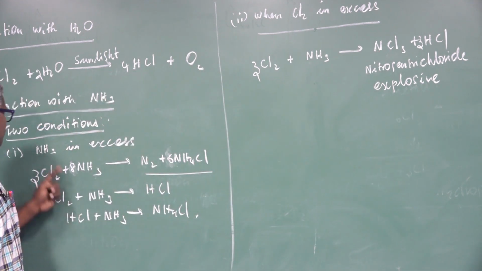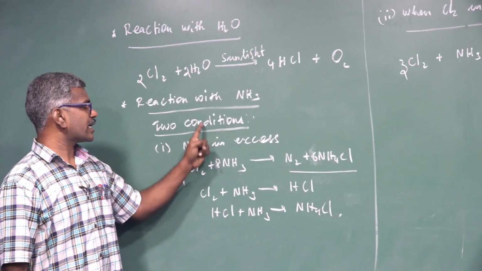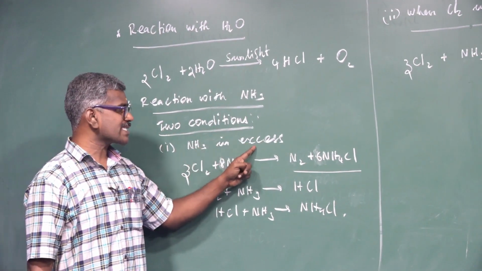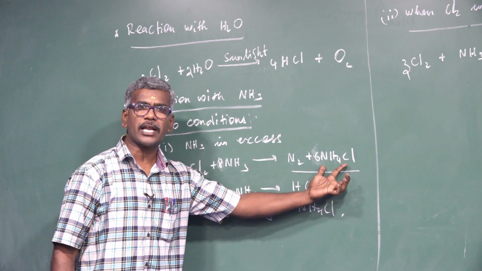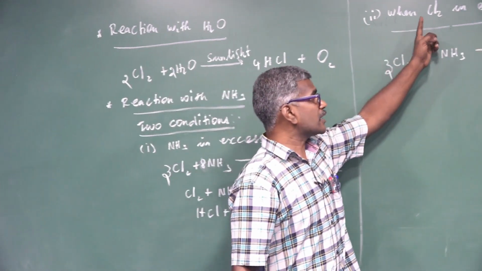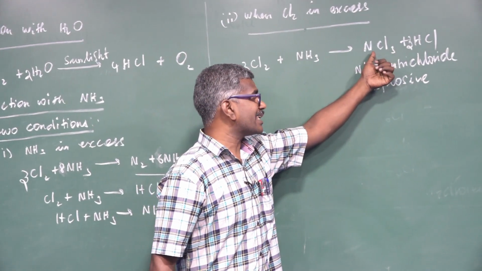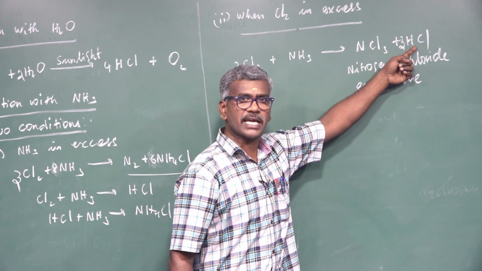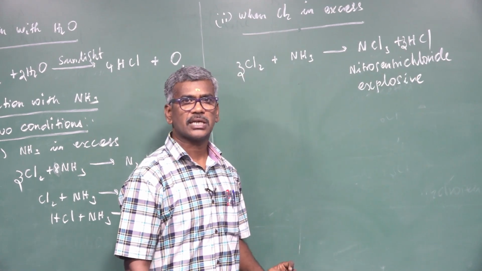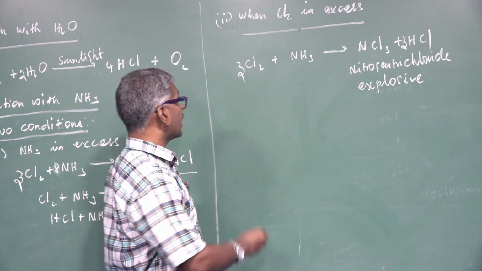In the property, reaction with ammonia, there are 2 conditions. With ammonia in excess, it forms N2 and ammonium chloride. When chlorine is in excess, it forms NCl3 and HCl. This type of question may be asked in NEET. Okay, another one.